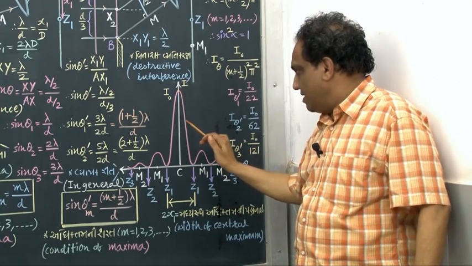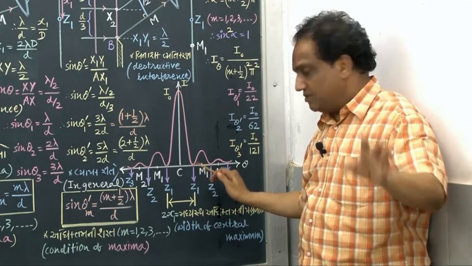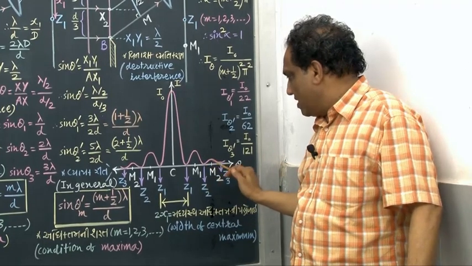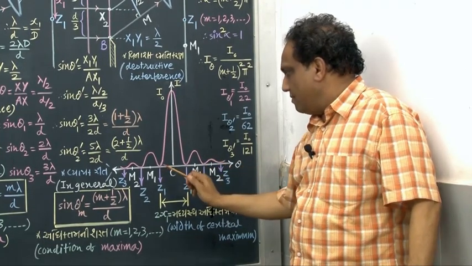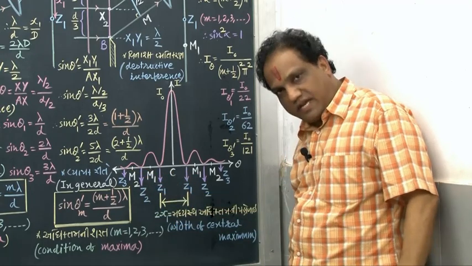Where the intensity of light becomes 0 for the very first time, we call it first order minimum, Z1. Becoming 0 the second time, Z2. Becoming 0 the third time, Z3.